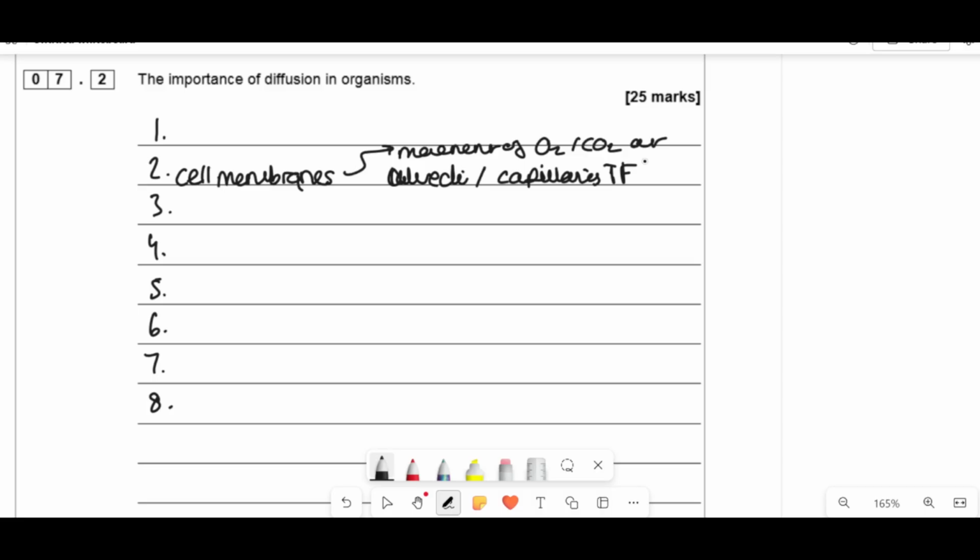You need to think of a use. Why would it be useful? Well, diffusion, there's that, right? As well as that, in cell membranes we can also talk about your transport proteins and why they're useful, because they help in facilitated diffusion. So with transport proteins, think of a use. You're like, in my head, where do I know any uses of transport proteins, right?